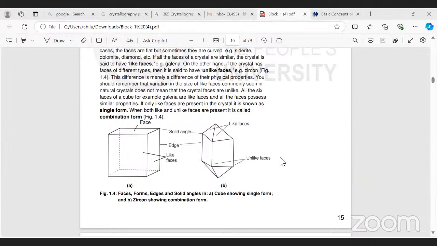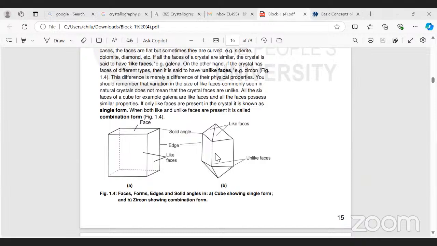Galena mineral. Here, given the picture, you see the first one, it is a cube. It is showing the single form. We will look into it, it's a square shape or rectangular shape, so plateau areas we see. This is known as a single form of a crystal.